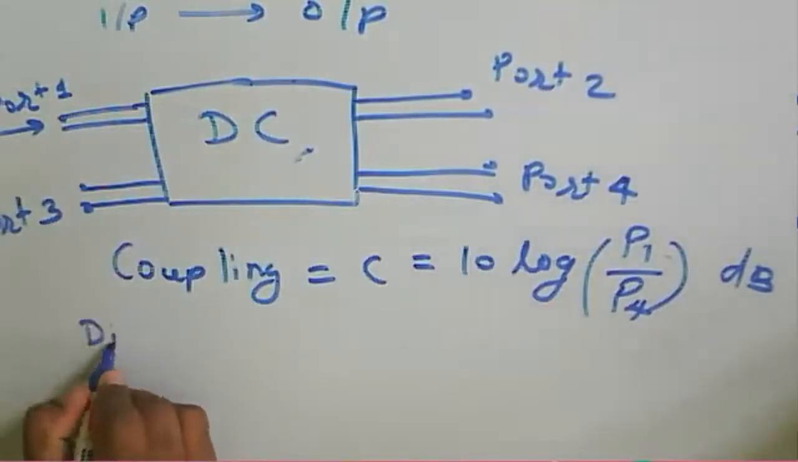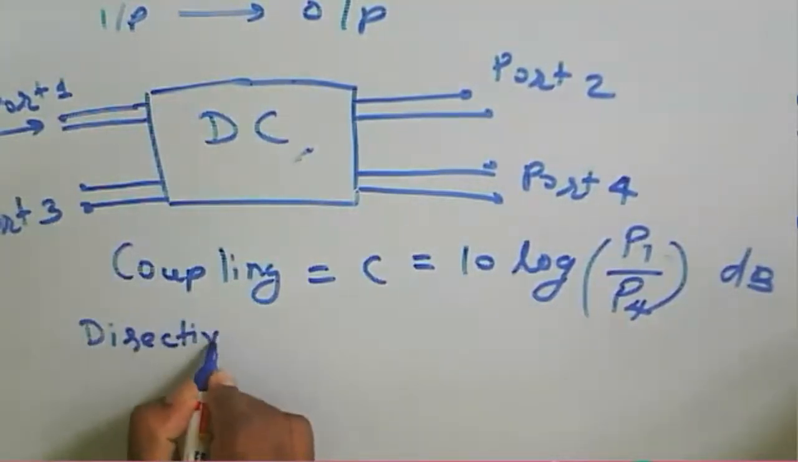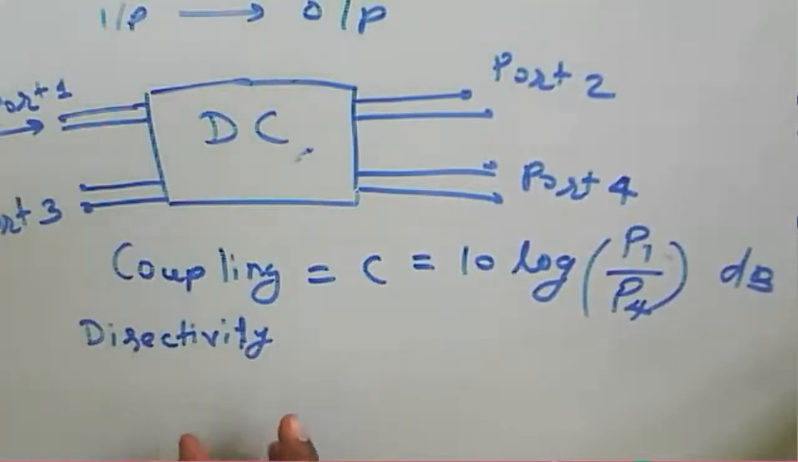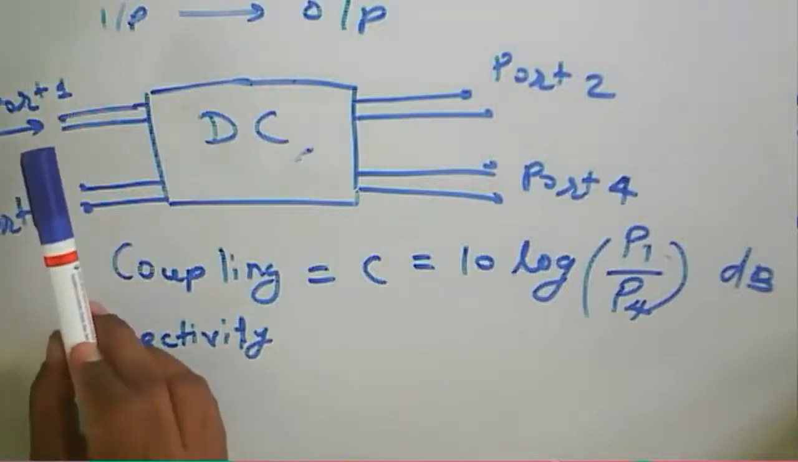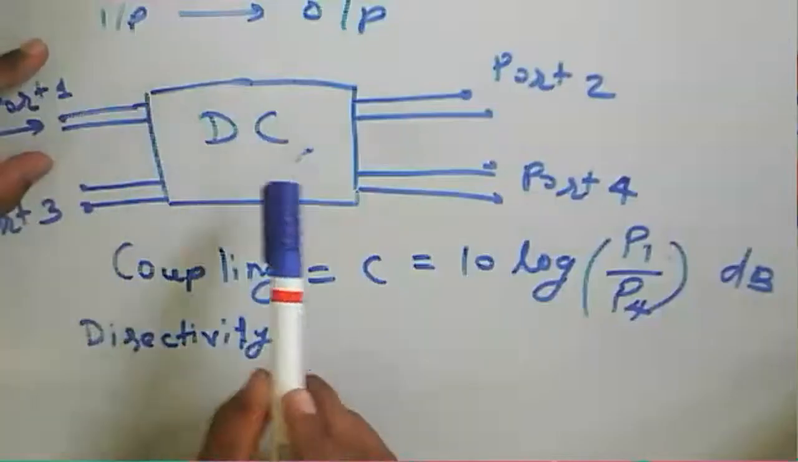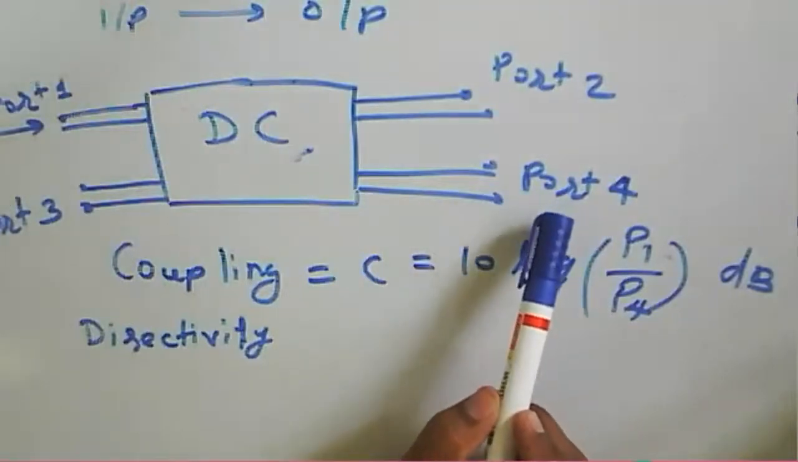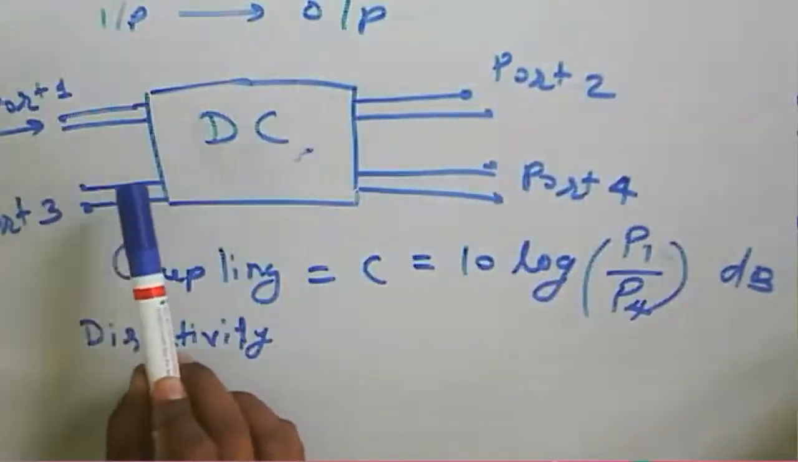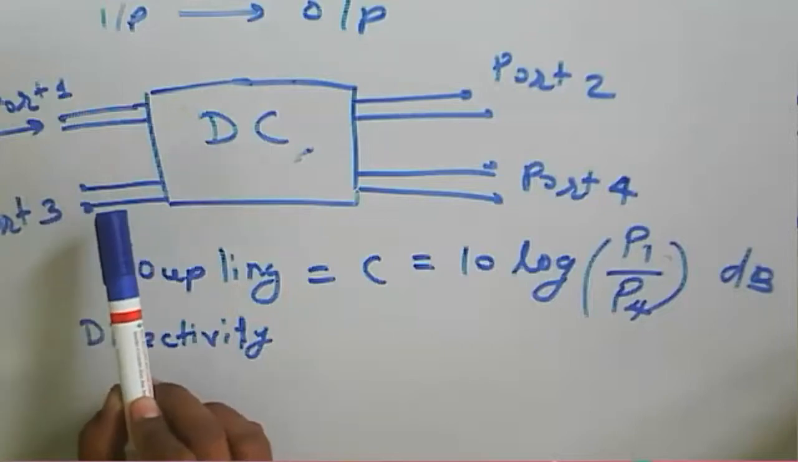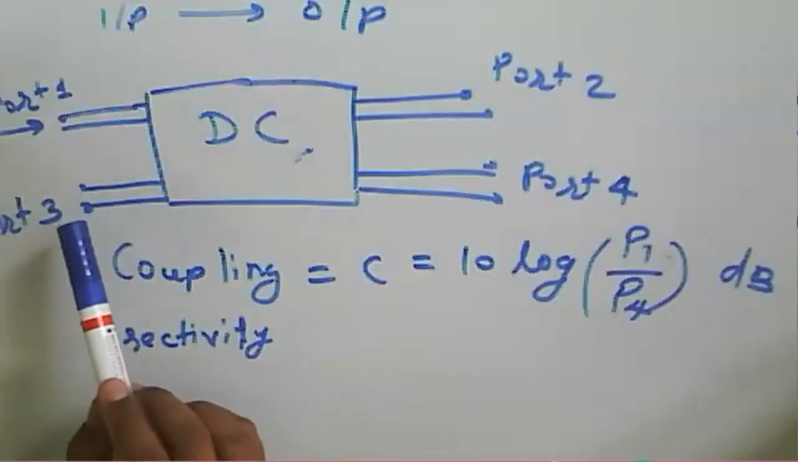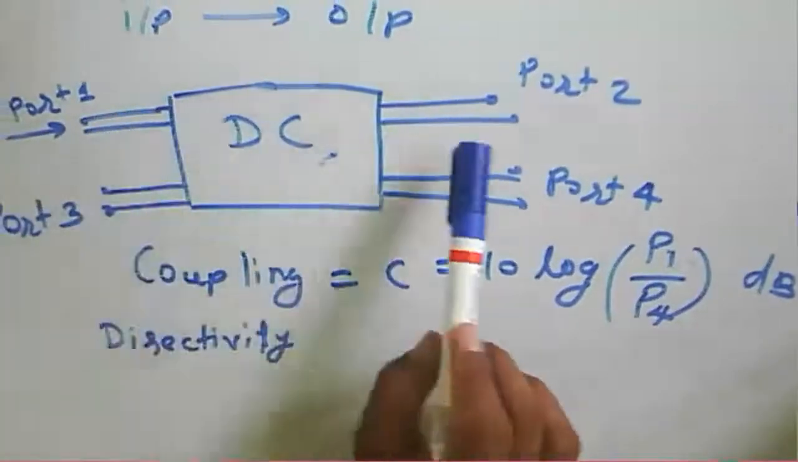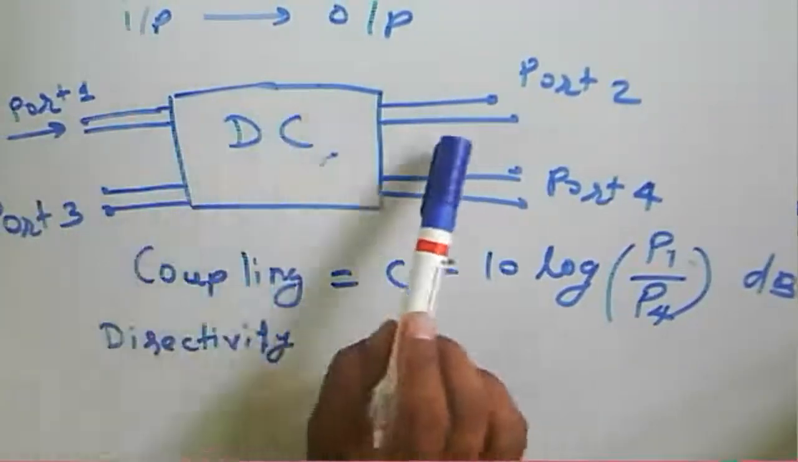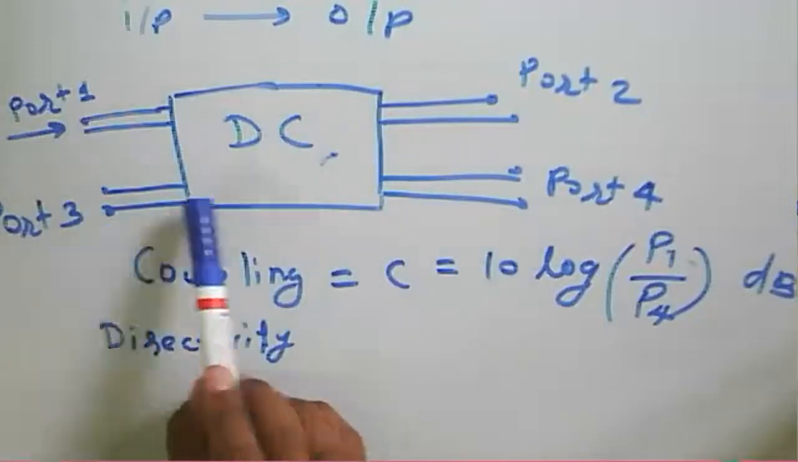Then the directivity. Directivity is the ratio of the power coupled in the forward direction to the power coupled in the backward direction. Where the incident is port 1, power coupled in the forward direction is at port 4. But if a small signal is coupled to port 3, that is the backward direction. Port 1 and port 2 are the primary waveguide, and this one is the secondary arm.